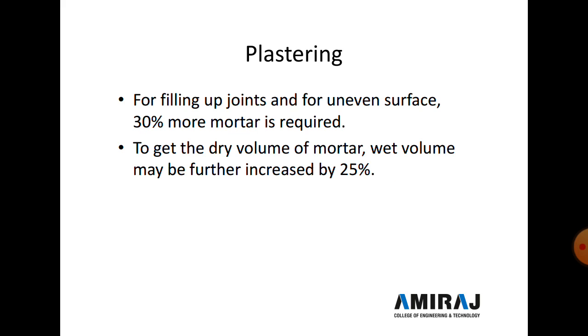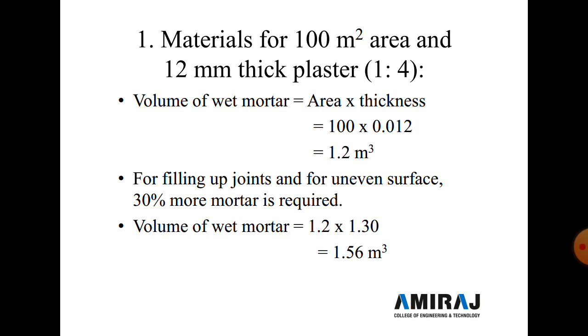So for filling up a joint and for uneven surface, 30% more mortar is required, and to get the dry volume of mortar, the wet volume may be further increased by 25%. So these two things are discussed in the next example.